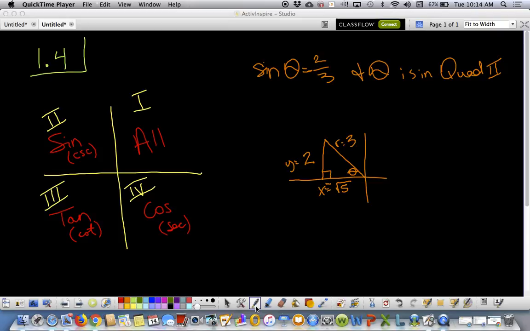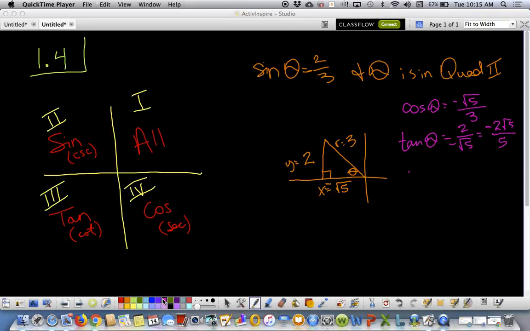So now we have our x, our y, and our r. Can we find the other 5 trig functions? You know sine, well, what is cosine? Cosine theta is adjacent over hypotenuse, and you get negative square root of 5 over 3. What about tangent theta? Opposite over adjacent: 2 divided by negative square root of 5. Oh, wait, we can't leave it that way. We still have to rationalize. So we are left with what? Negative 2 square root of 5 over 5.